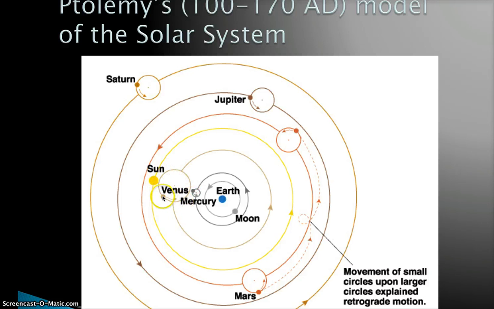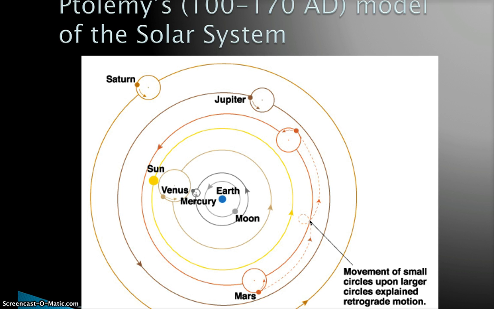And so what was happening is this planet, like Venus here, was going around in this small circle at the same time that that circular path was going around the Earth. The dotted line here actually shows the result, which would give Mars the ability to sort of loop around and exhibit retrograde motion. So it seems kind of crazy, but it was a very clever and also sophisticated way to explain retrograde motion and to preserve the idea of a geocentric model.